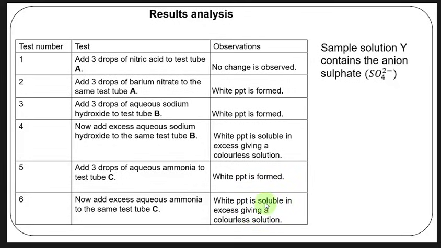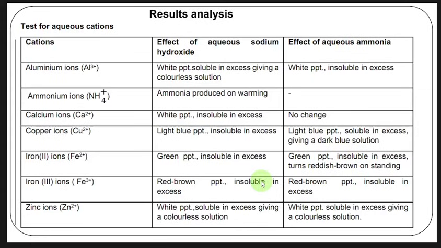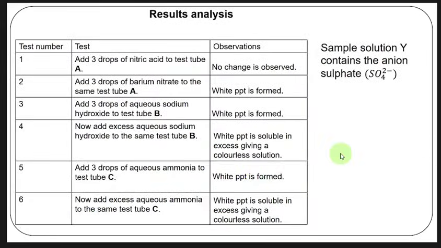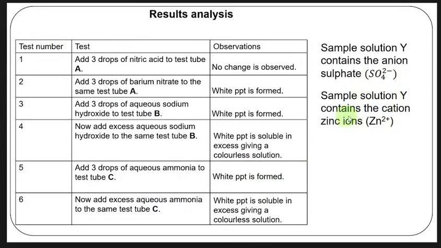All right, so let's also see what happened here. Here also, when you add excess, they're telling us soluble in excess, giving a colorless solution. So this one has matched with us, both with aqueous sodium hydroxide and aqueous ammonia. Hence, since this one has matched with our results, then the sample solution Y contains the zinc ion. So we'll say that sample solution Y contains the cation zinc ions.